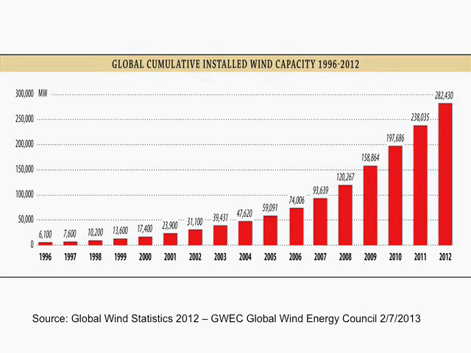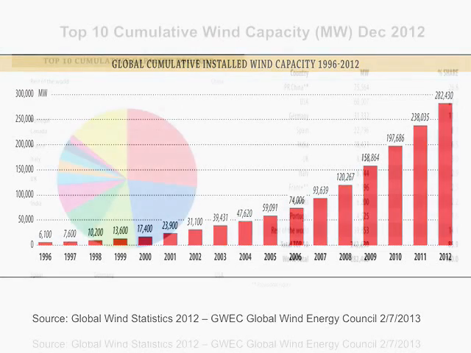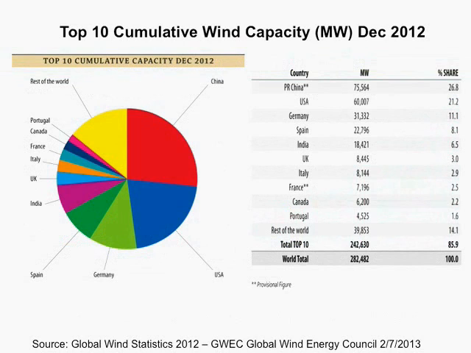This is for the entire world. It's been very big in Europe, and now China is coming on very strong. And so you see this geometric increase. So as of 2011, you're talking about over 230 gigawatts of installed capacity.